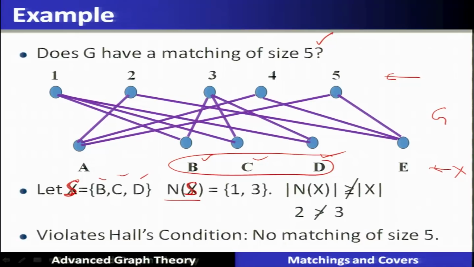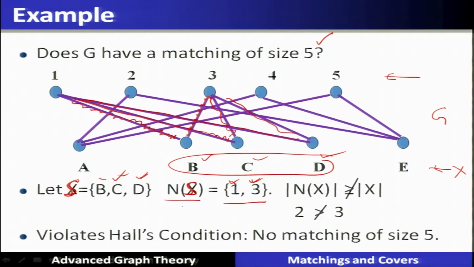So, the neighborhood of B is 3 and 1. So, 1 and 3 are present. So, neighborhood of C is also 1 and also 3, so nothing changes. Neighborhood of D is also 1 and 3, nothing changes.